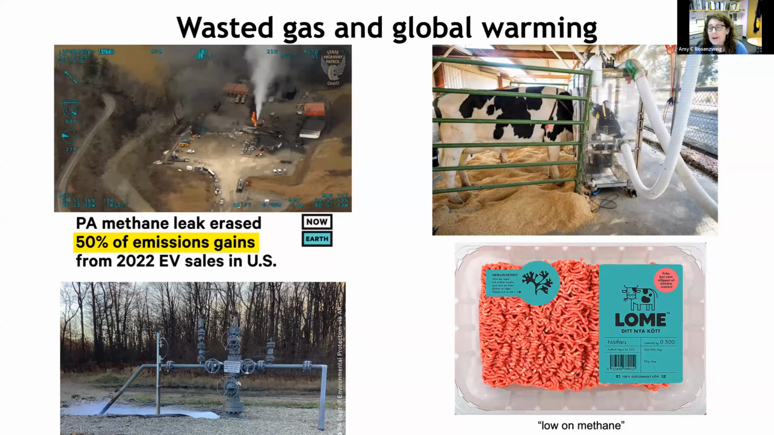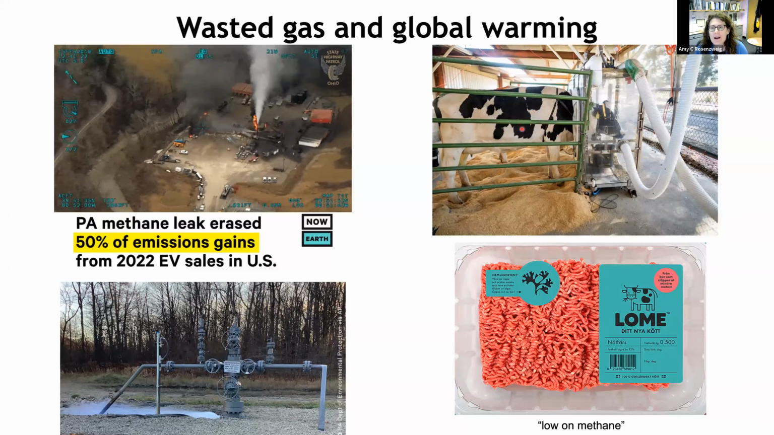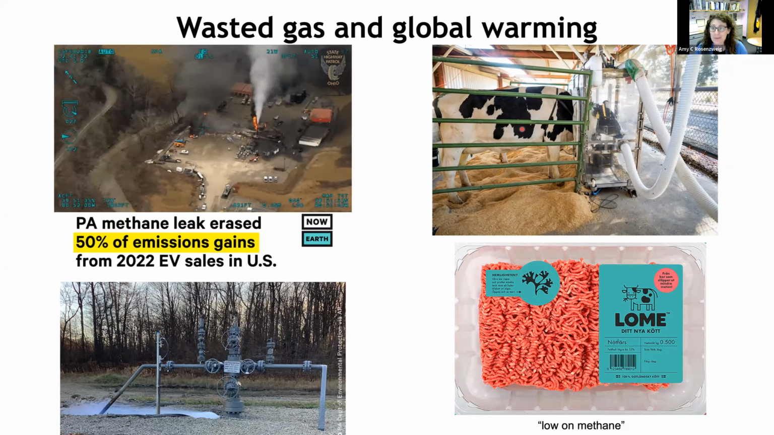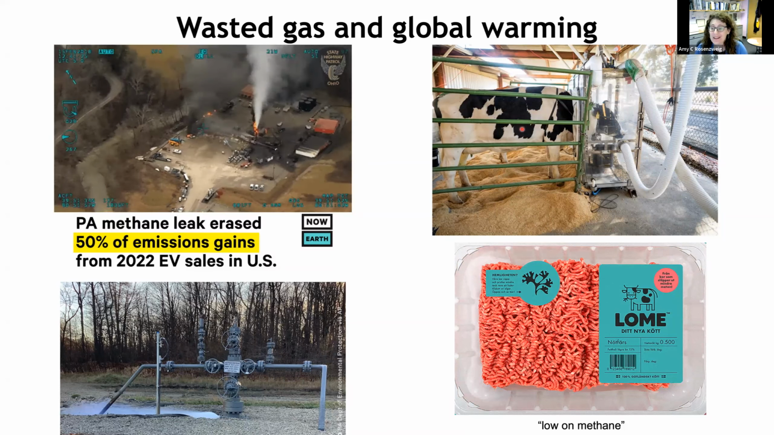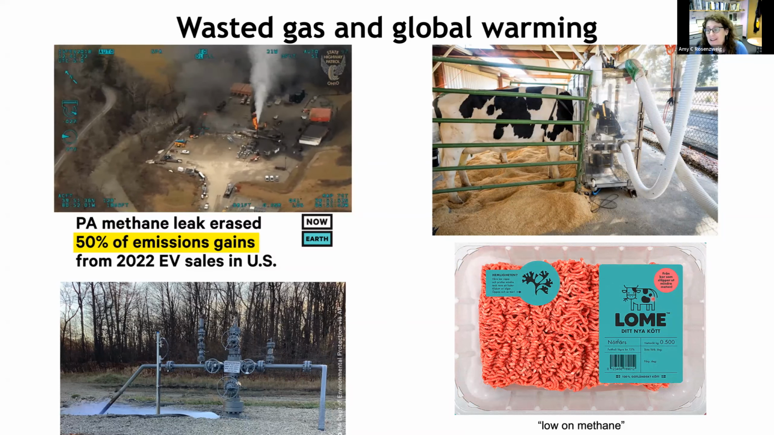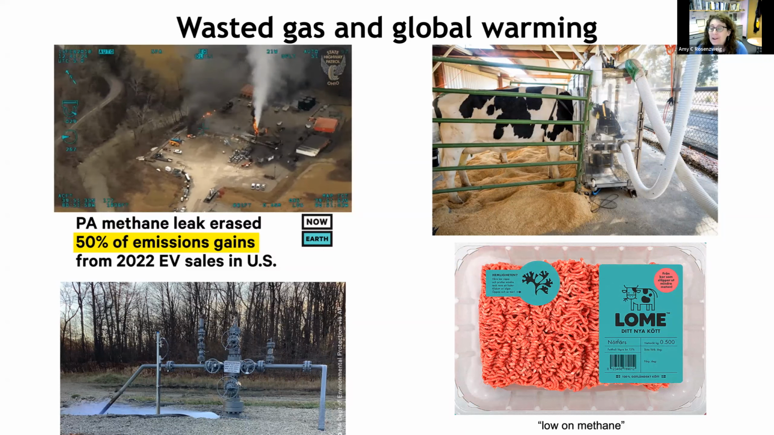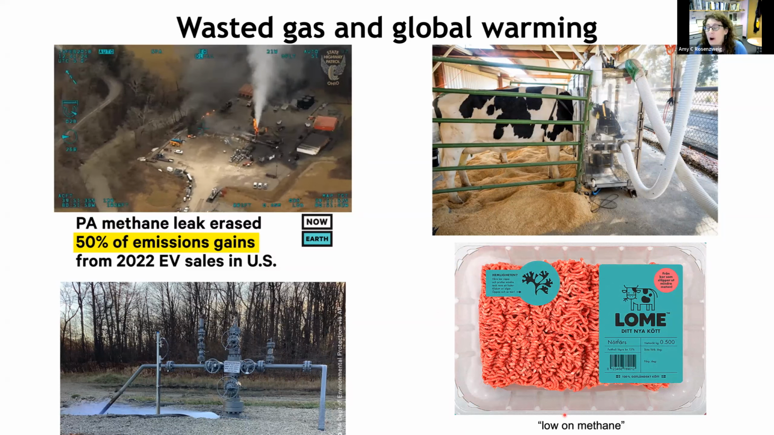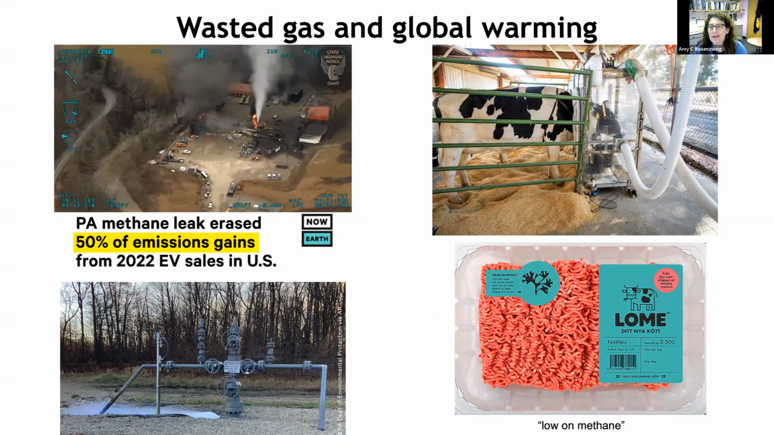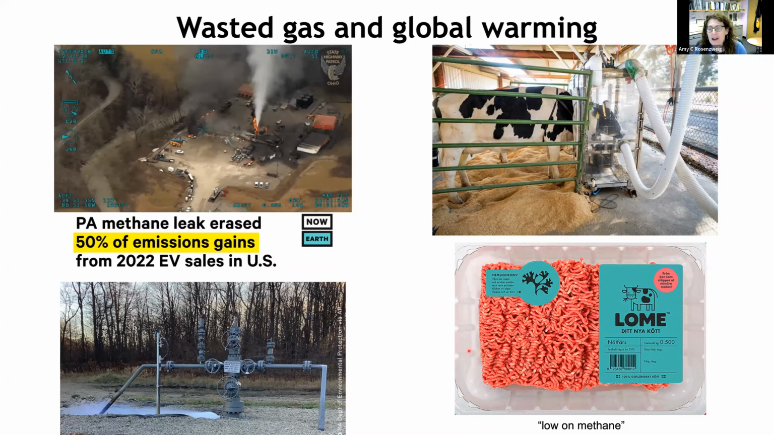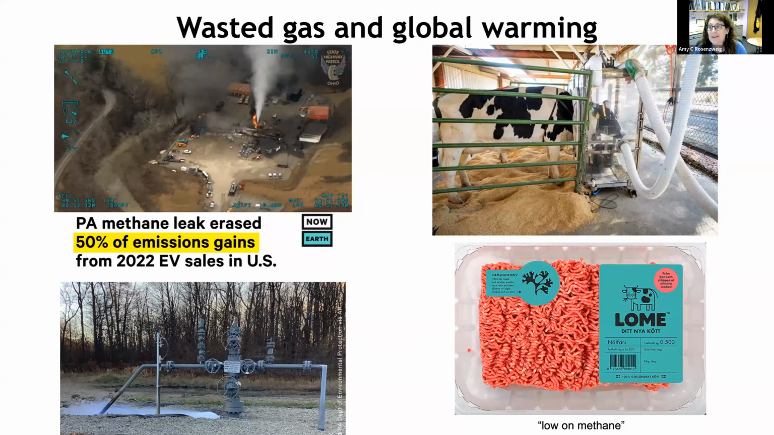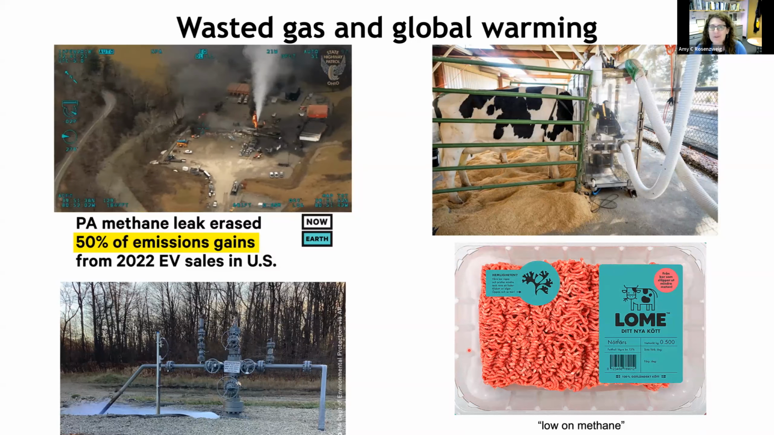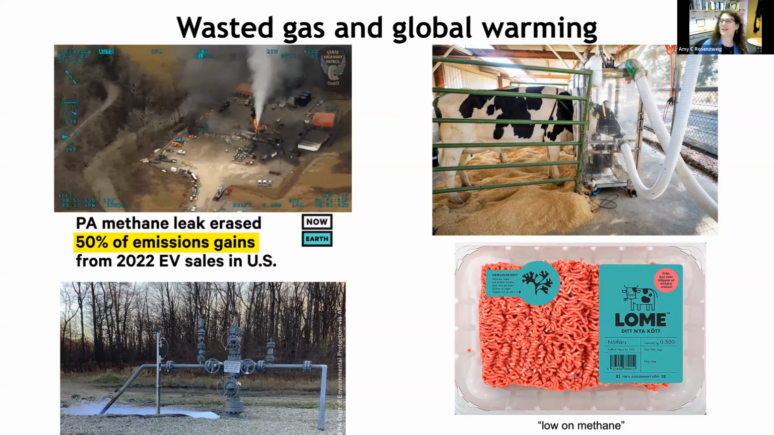One way this is being done is by feeding these cows different vitamins and supplements that suppress the amount of methane they're exhaling. Down here on the slide is some beef from a company called Lomi, or Low on Methane. This is a Swedish company that is marketing its beef as coming from cows that are not emitting so much methane. So if you want to do your part, you could eat this kind of beef, although you could also just not eat beef at all.